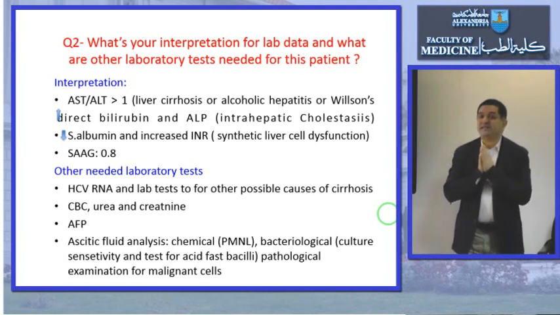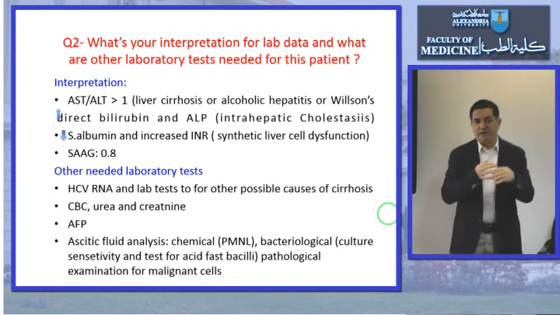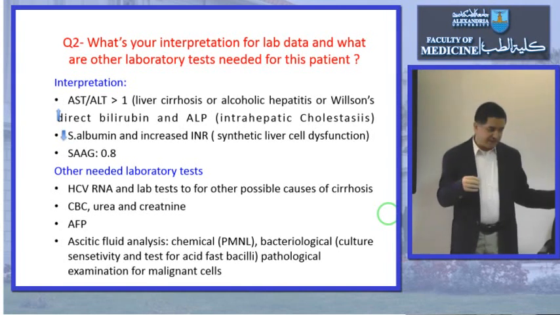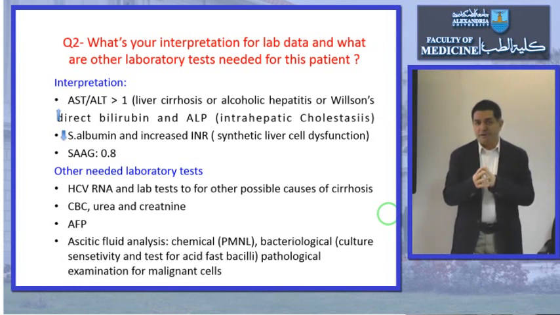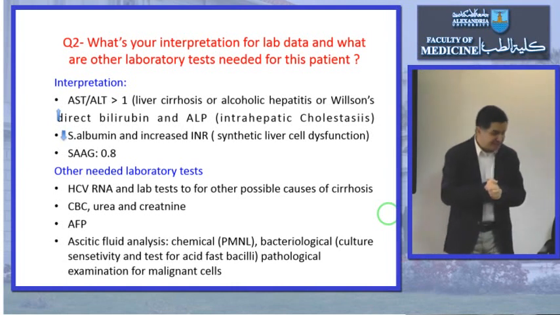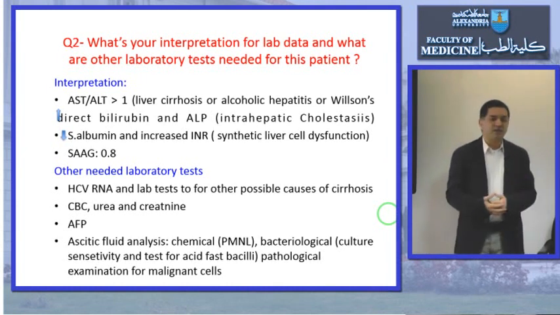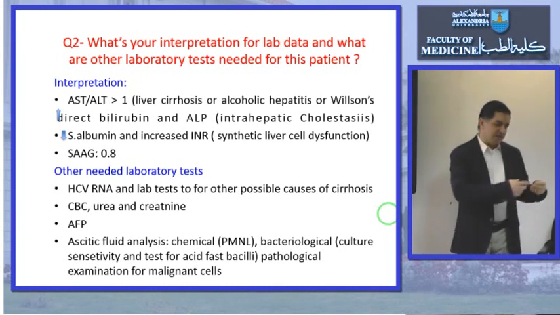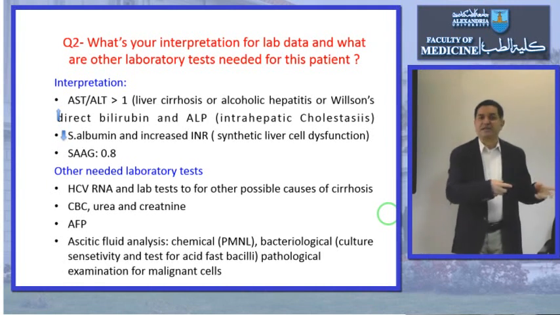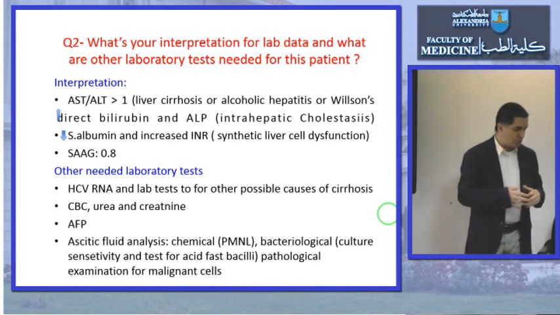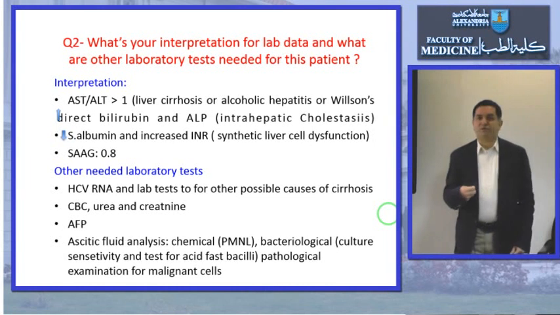Decreased serum albumin and increased INR. We do know that serum albumin and INR are among the synthetic functions of the hepatocytes. And if you have jeopardized serum albumin by decreased serum level or increased INR, this means that your patient has synthetic liver cell dysfunction. SAG, serum ascites albumin gradient. In this patient, it was 0.8. And we have another slide which will discuss the importance of SAG. Other needed laboratory investigations.